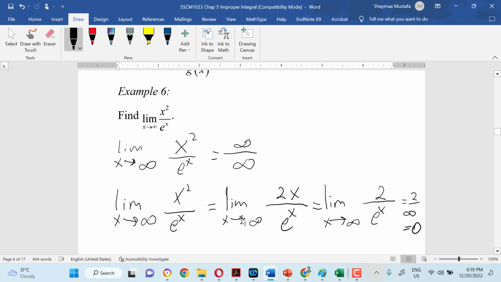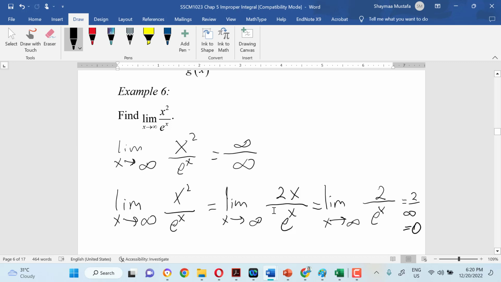The derivative of x squared is 2x, and the derivative of e^x is itself, e^x. If I substitute, it is still infinity over infinity: 2 multiplied by infinity is infinity, and e to the infinity is infinity. So I will apply L'Hopital's rule again.